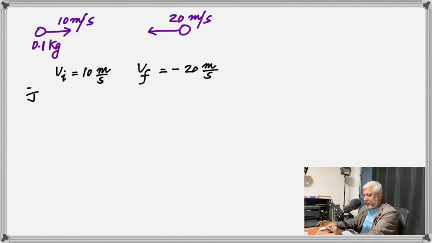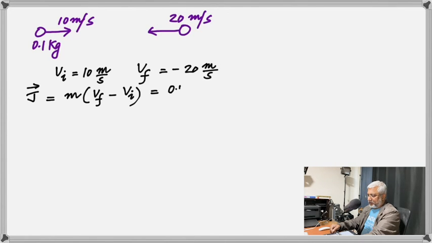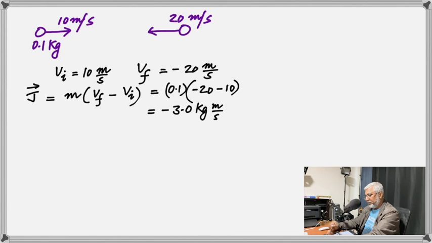And J is the symbol for impulse, and it is the change in momentum. So impulse is change in momentum. So I'm just substituting carefully. And you get minus 3.0 kilogram meter per second.